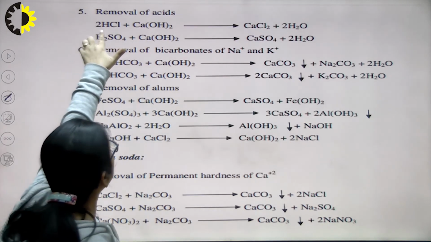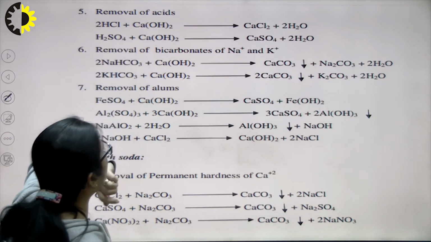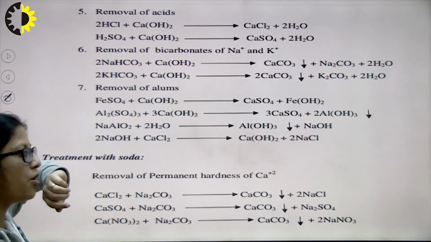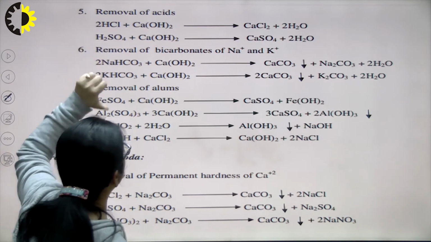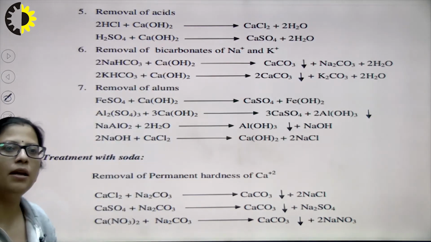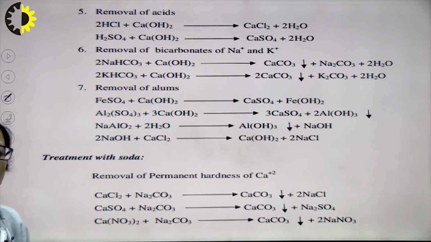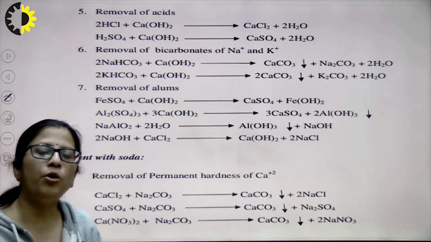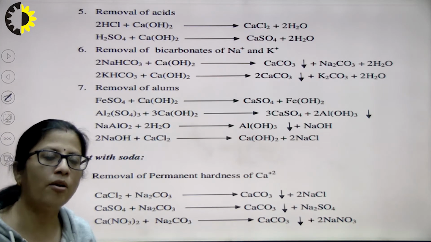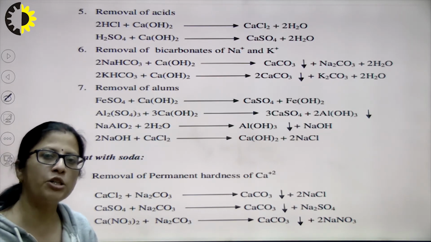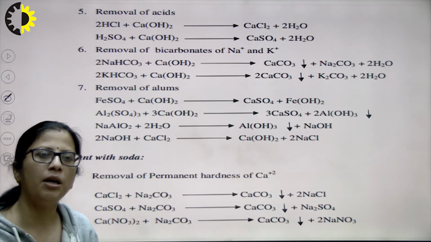Here you can see 2 moles of HCl are requiring 1 mole of lime. But in the case of sulfuric acid, 1 mole of sulfuric acid will give you 2H plus. So, 1 mole requires 1 mole of lime. In the case of HCl, 2 moles are reacting because 2H plus will be given by 2 molecules of HCl. Therefore, 2 HCl will require 1 mole. But in the case of sulfuric acid, both the H plus are given out by 1 molecule of H2SO4. Therefore, 1 mole of H2SO4 requires 1 mole of calcium hydroxide.